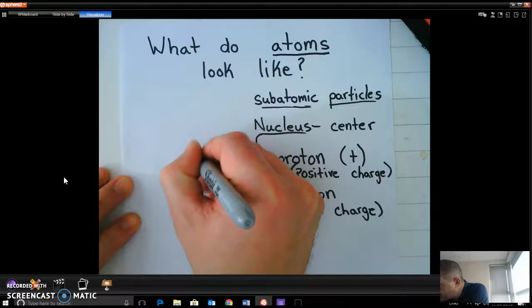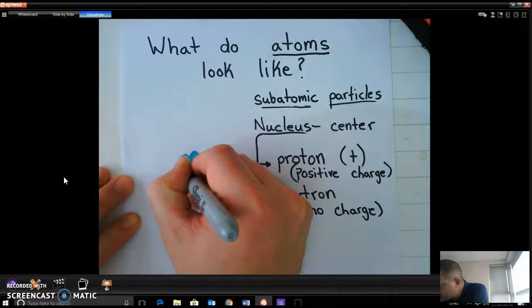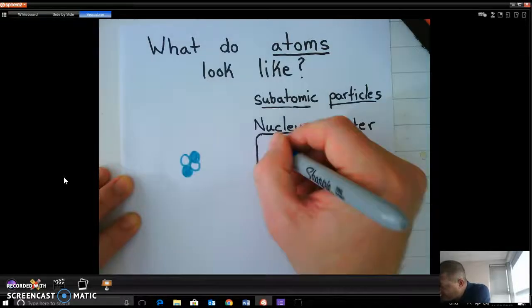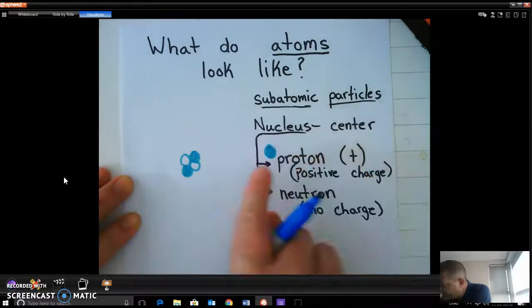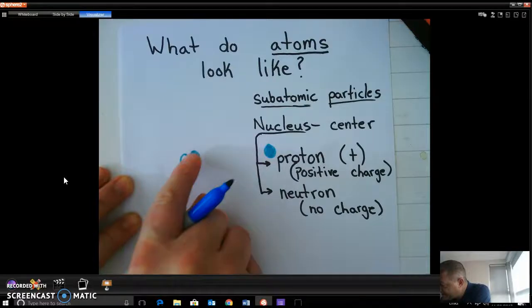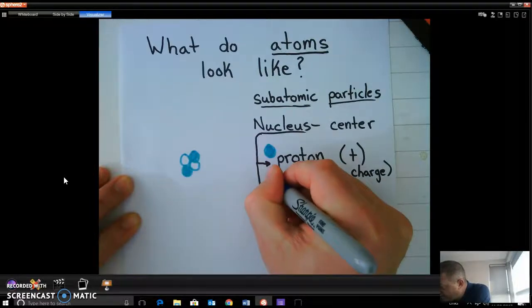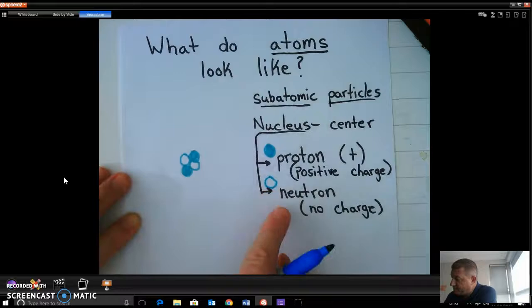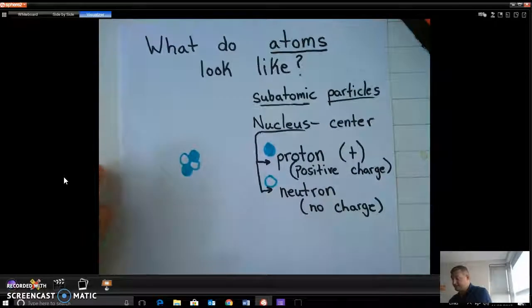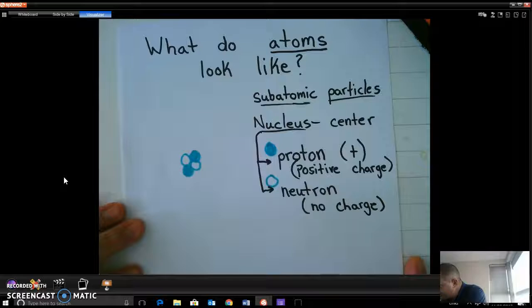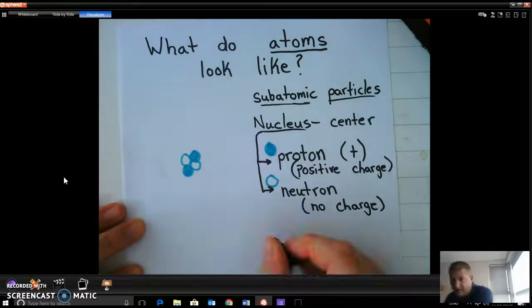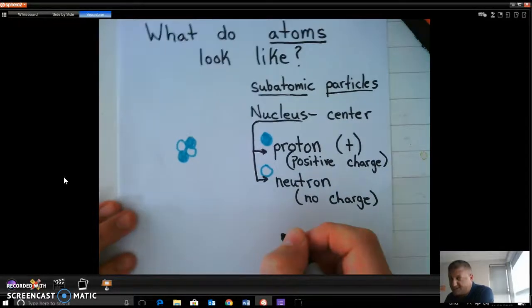I'm just going to color it with blue. You could just shade it with your pencil. And then up here, I'll make a little key so that you can remember which one's which. So this one here is the proton. And the circular one without blue, it's just a white color. We're going to call that neutron. Now, this would be the nucleus. That's the center.